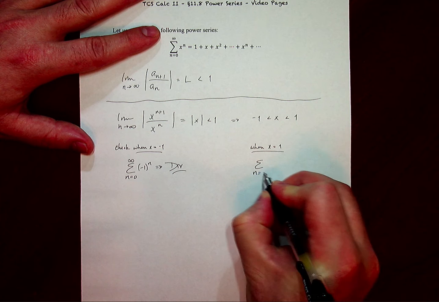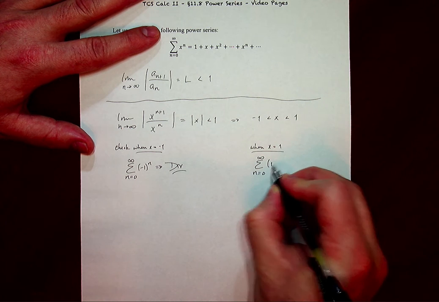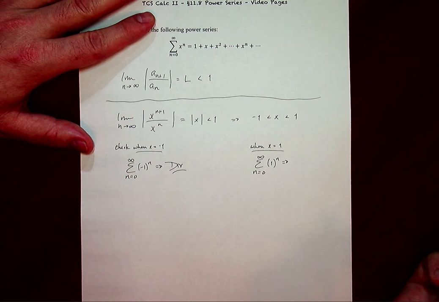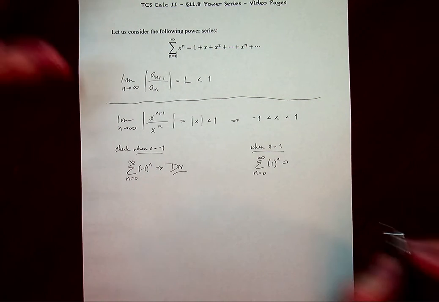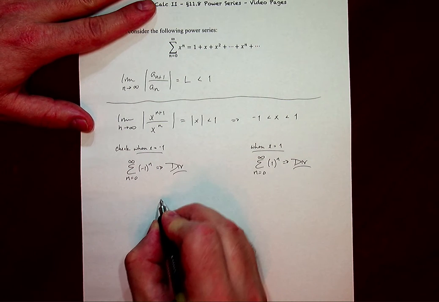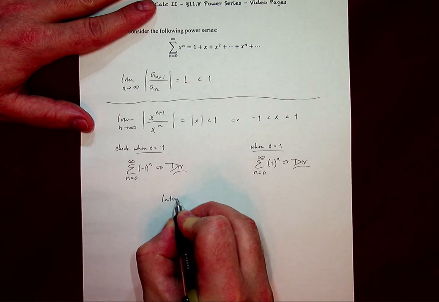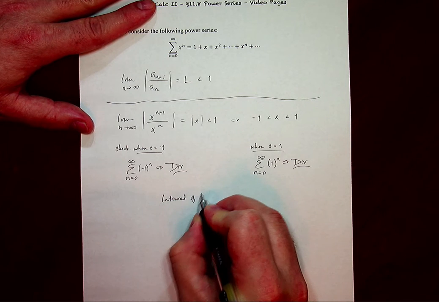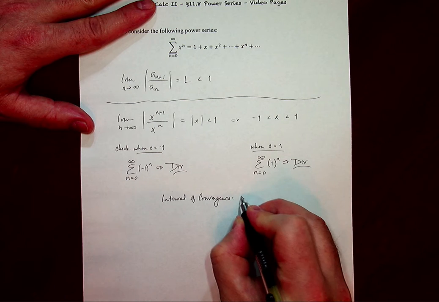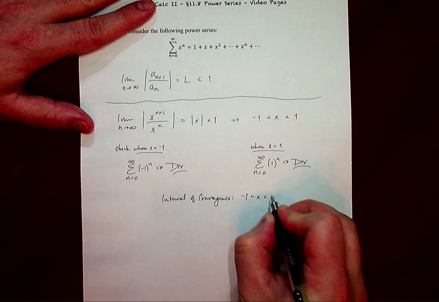Here, this one becomes even easier because it becomes 1 to the n, and that's 1 plus 1 plus 1 plus 1 plus 1 plus 1 plus 1 all the way out. That is also going to diverge. Therefore, our interval of convergence is going to be negative 1 to 1.